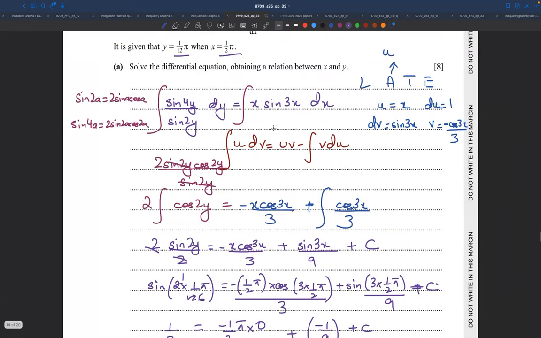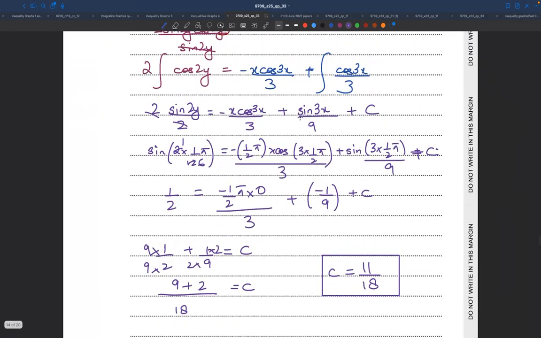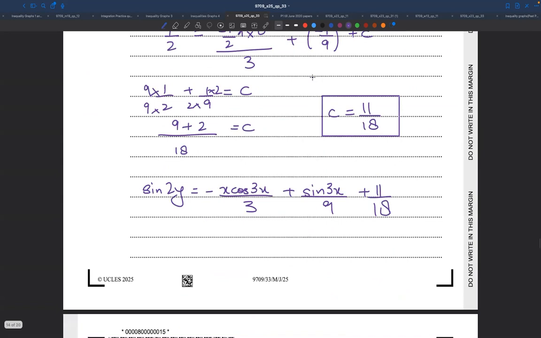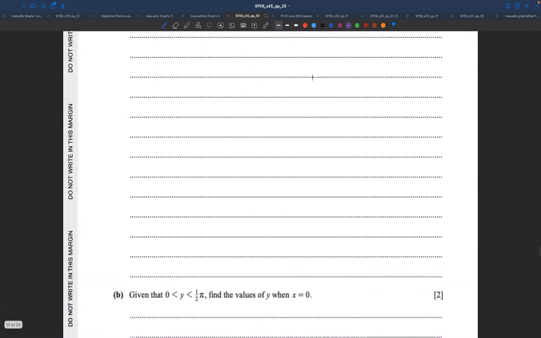And do we have to make y the subject? No, we don't have to. Unless it says give y in terms of x, you will leave your answer as is. Okay? Now the next part.